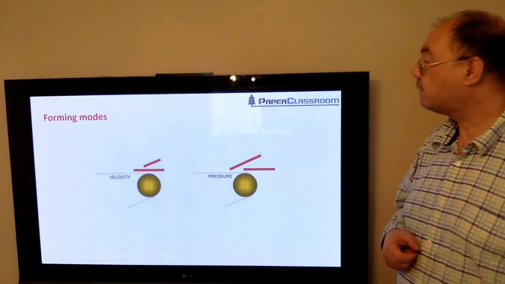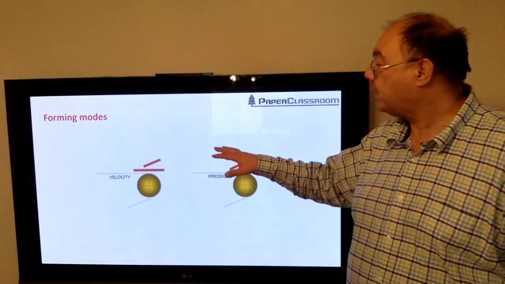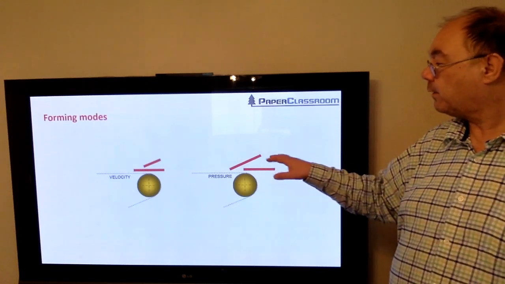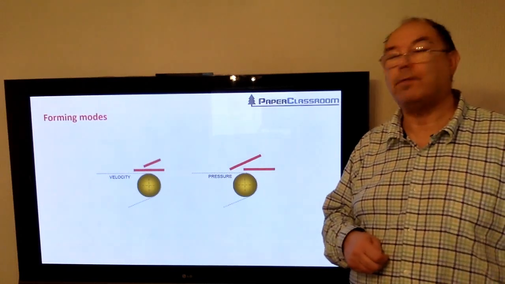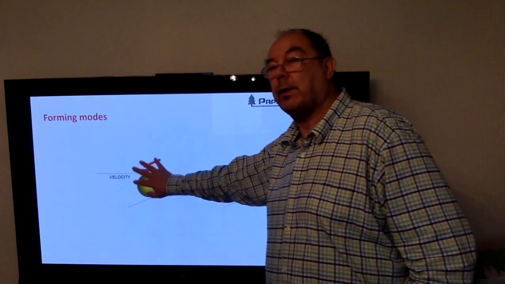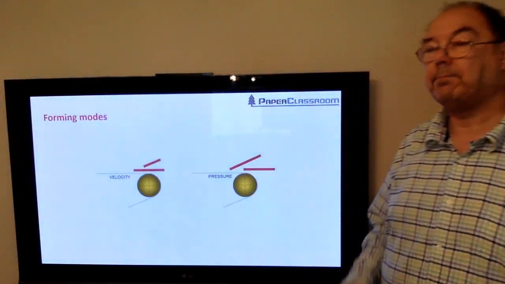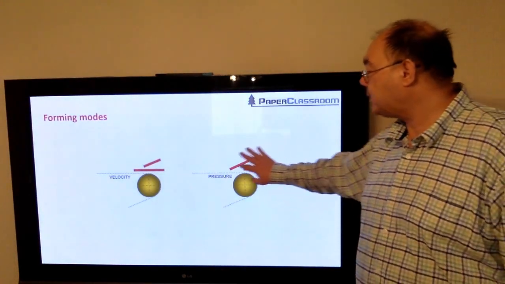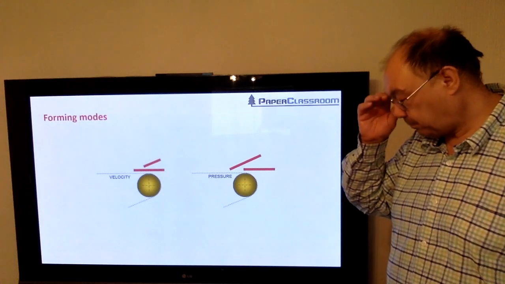The second of these 4 is the forming mode. The Flowbox has typically 2 forming modes. The vast majority of flow boxes are operated in what we call the velocity forming mode, while generally tissue machines operate in the pressure forming mode.